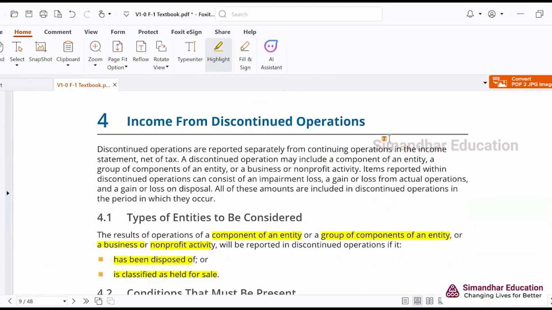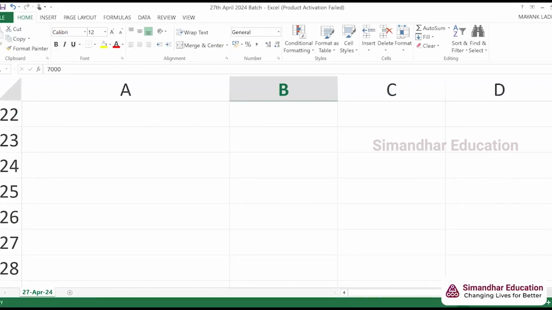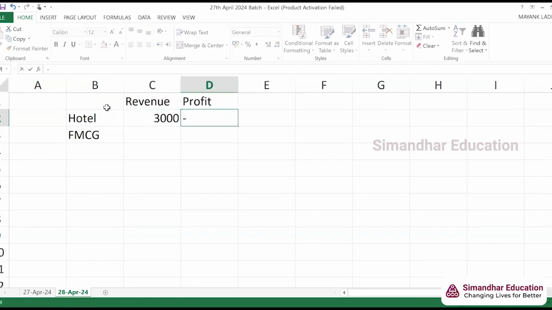Now another very important part, that is income from discontinued operations. Yesterday I gave an example. I'll again re-emphasize the example for all of our benefit. Let us say a business has two divisions or two segments. Let us say one is your hotel business, the other one is the FMCG business. Now in the hotel business, look at revenue and profit. Hotel has a revenue of, let us say, 3,000, a loss of 200, and FMCG has revenue of 5,000, profit of 600.